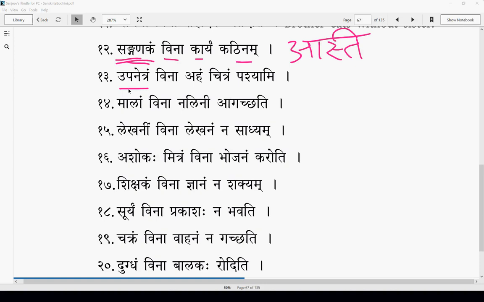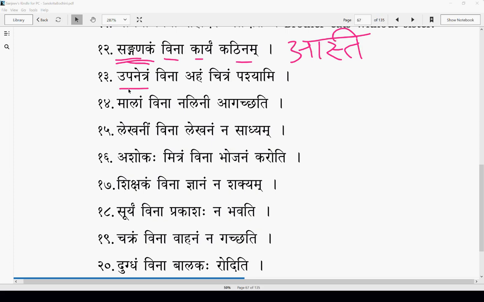Without pen, we cannot write. Writing is not possible. Lekhanam is writing. Na sadhyam. Sadhyam is possible. Asadhyam, not possible. Okay, next. Ashokaha mitram vina bhojanam karoti. Without his friend, Ashok is eating. Shikshakam vina jnanam na shakyam.